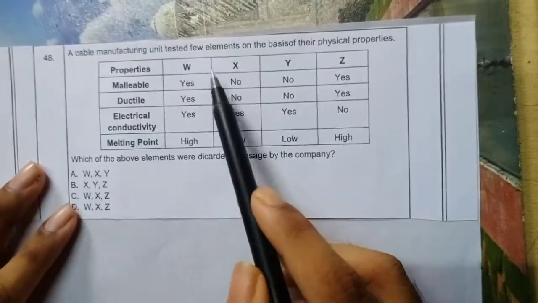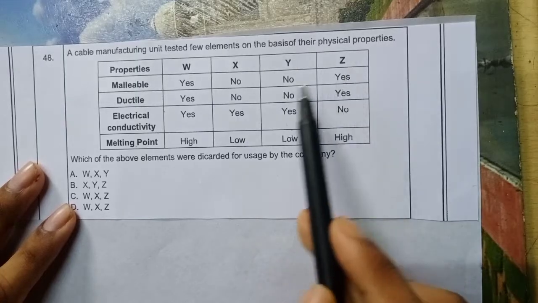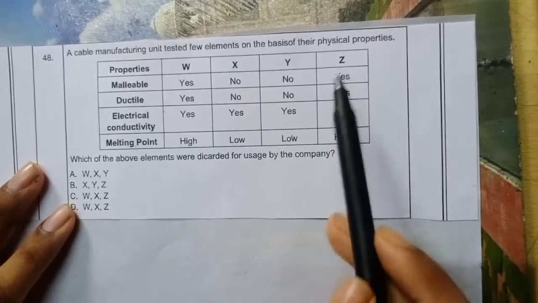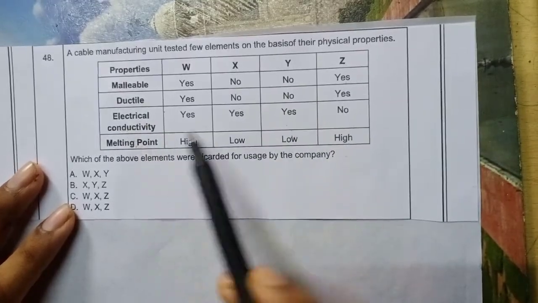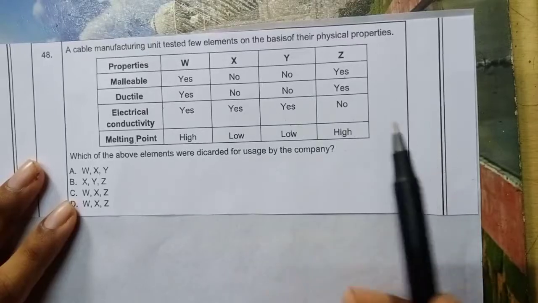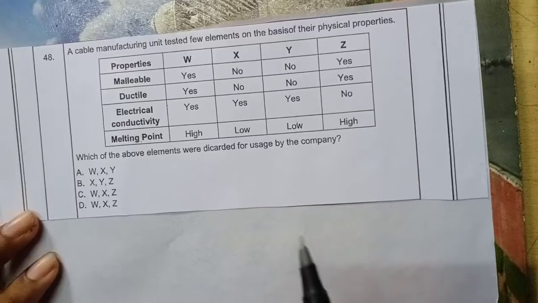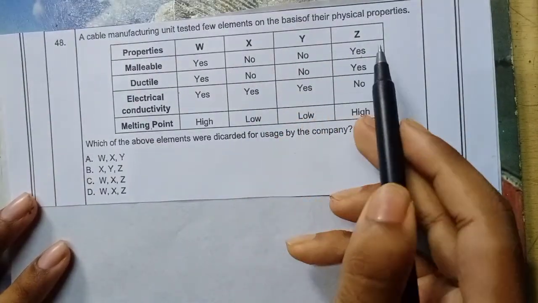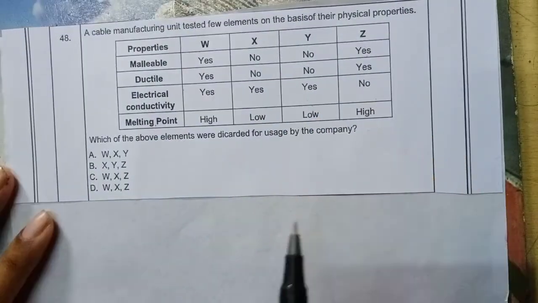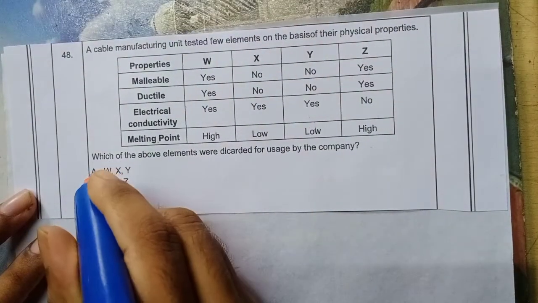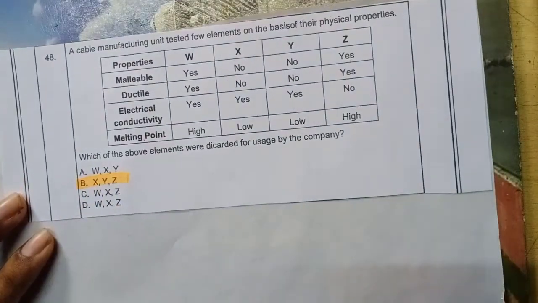So in here you can see that among X, Y and Z, X and Y are not malleable, not ductile, and Z does not have any electrical conductivity. So it can clearly be said that X, Y and Z must be discarded by the company. So the correct option is option number B. Okay, moving on to next question.